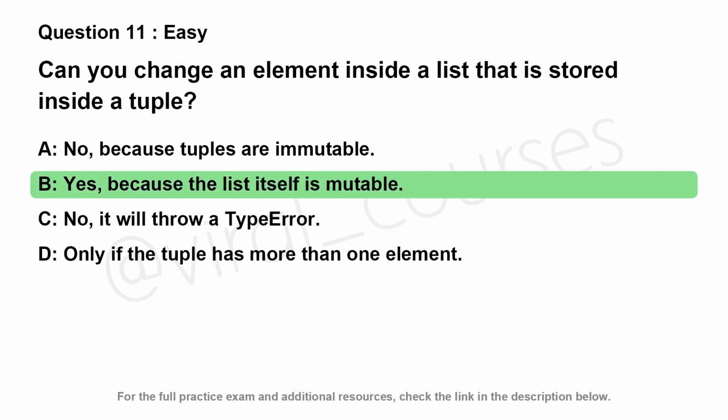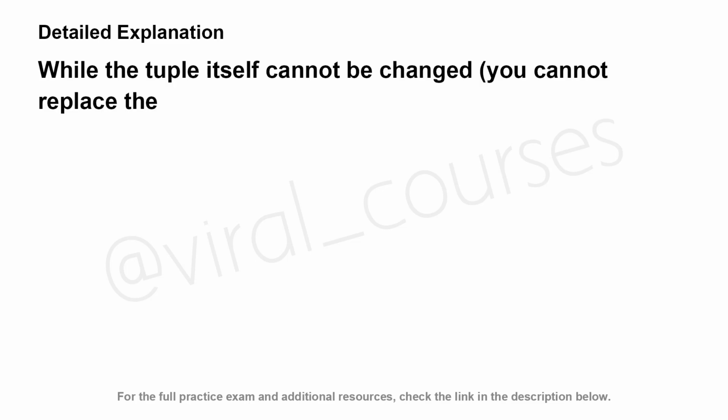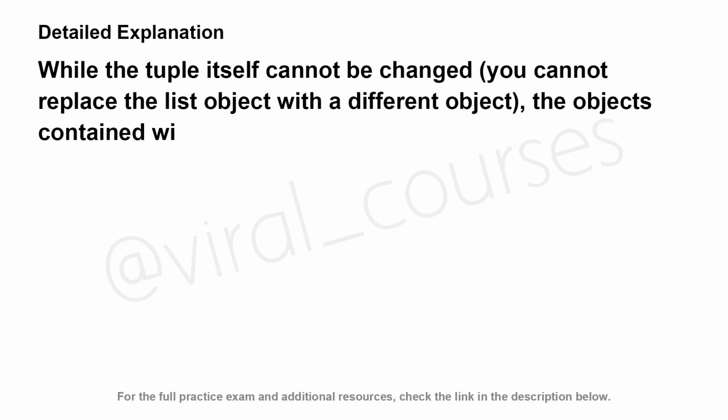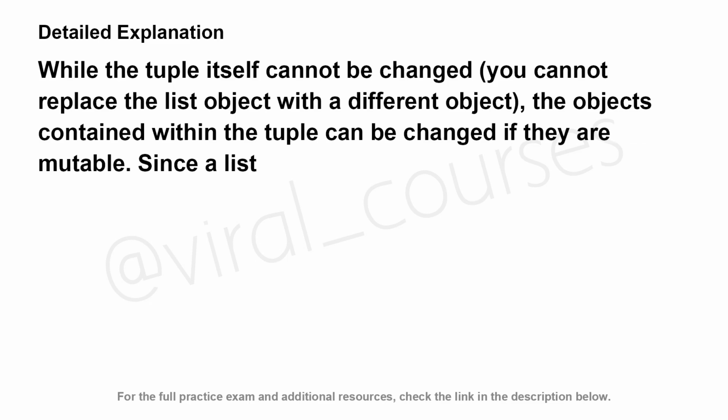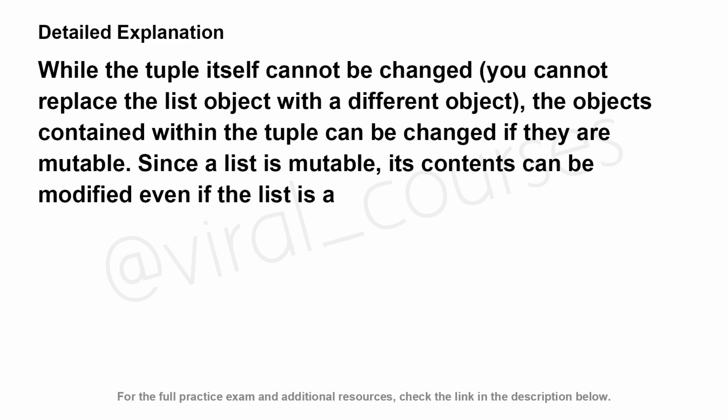The correct answer is B. While the tuple itself cannot be changed, and you cannot replace the list object with a different object, the objects contained within the tuple can be changed if they are mutable. Since a list is mutable, its contents can be modified even if the list is an element of an immutable tuple.